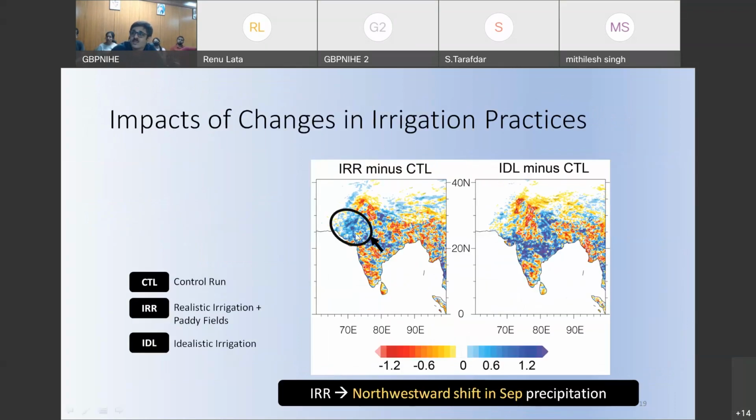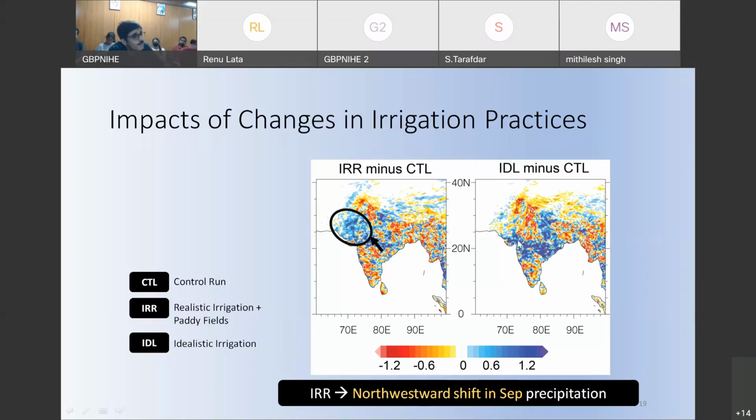Now, one of the very important things we have found: September is the month when we expect a lot of recycled precipitation. When we have a control run, realistic irrigation and idealistic irrigation, you can see that with proper irrigation representation, the rainfall band during September is moving northwest, which is not really happening in ideal irrigation. In ideal irrigation, your rainfall band remains here. But if you do a proper irrigation, because of Indian irrigation, this rainfall band is moving towards the northwest.